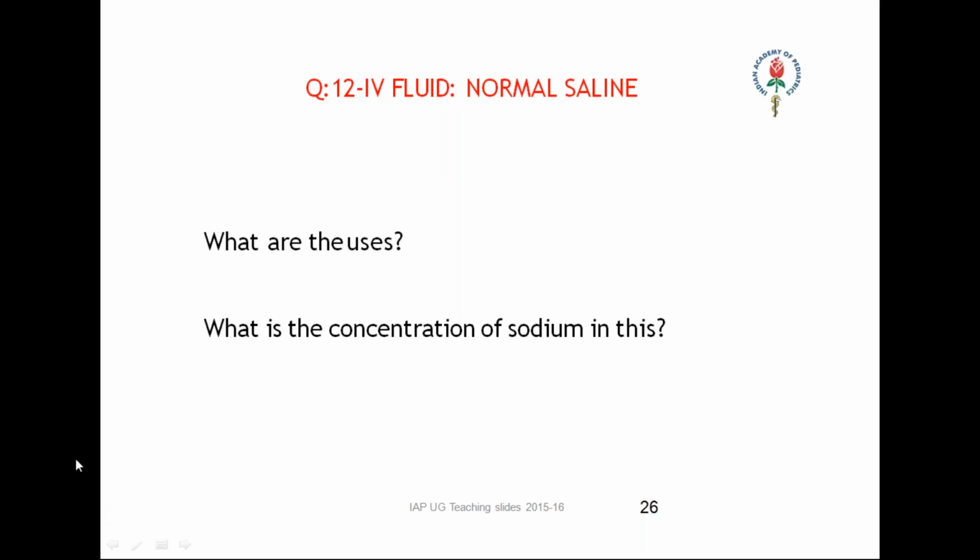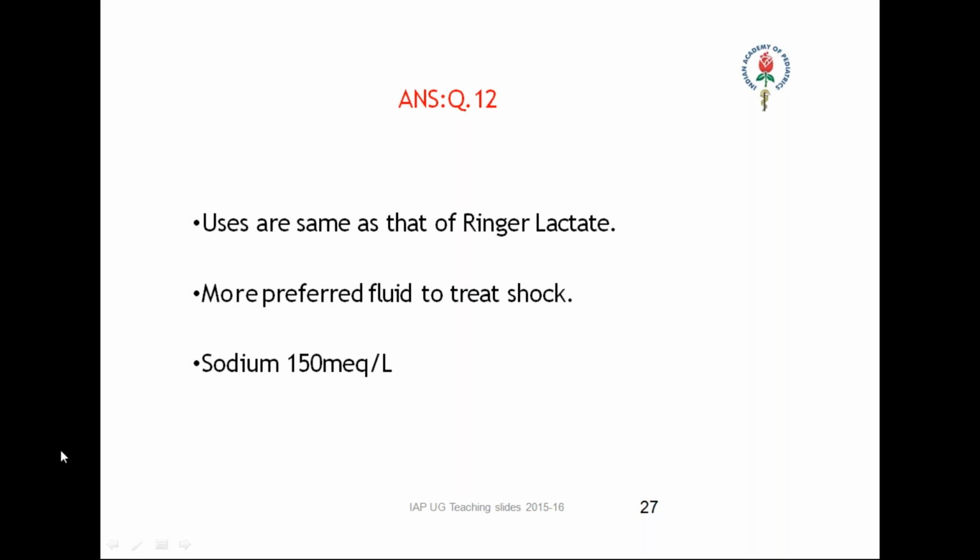One more thing, normal saline contains sodium and chloride. Its uses are the same, like in shock, in maintaining intravascular volume, and it is also a good isotonic fluid. Sodium is 154 milliequivalents per liter, as well as chloride, which is not close to your body composition. So whenever someone asks you to choose the best out of those two, you preferably go with your ringer lactate rather than your normal saline.